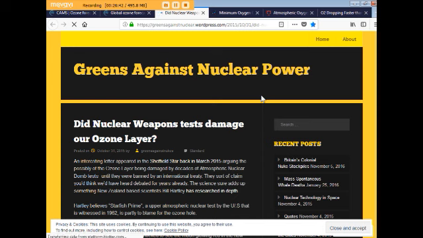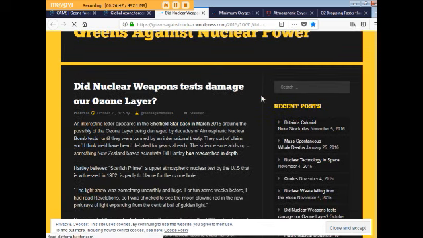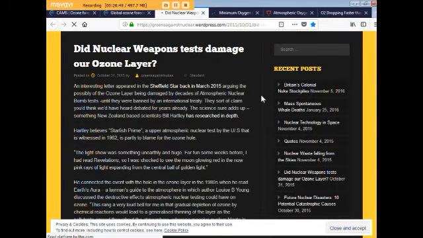Here's the next article: Greens against nuclear power. Did nuclear weapons tests damage our ozone layer? This was from October 31st, 2015. An interesting letter appeared in the Sheffield Star back in March 2015, arguing the possibility of the ozone layer being damaged by decades of atmospheric nuclear bomb tests until they were banned by an international treaty.